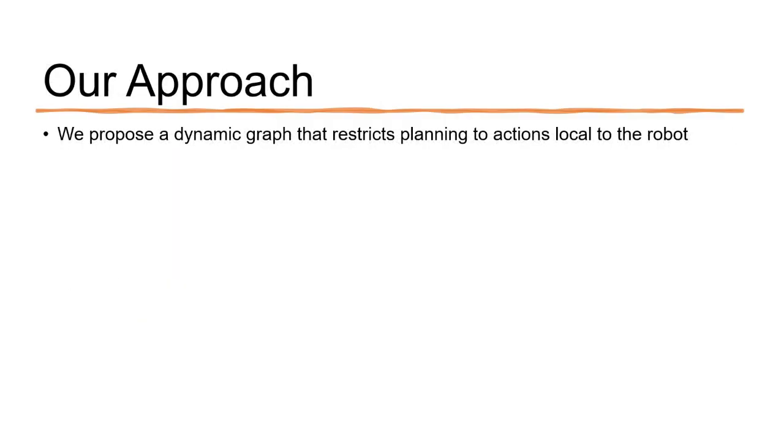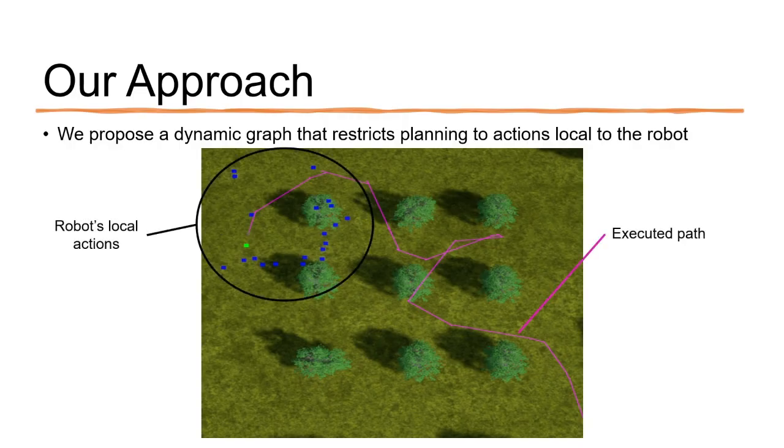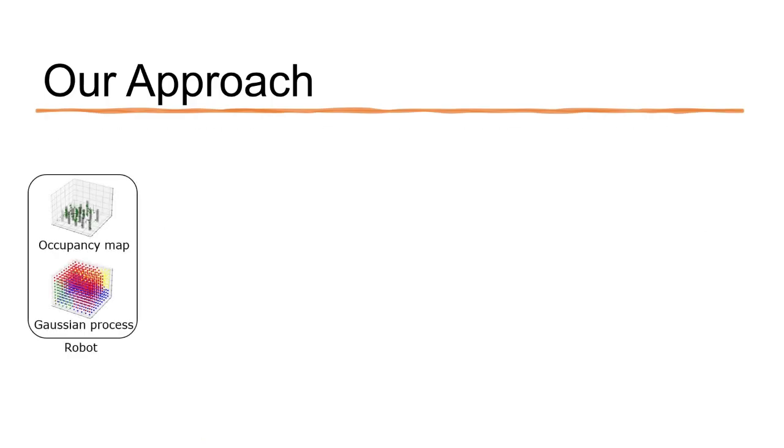A key aspect of our path planning approach is a dynamically constructed graph that restricts planning to actions local to the robot, allowing us to quickly react to newly discovered obstacles and targets of interest. In our approach, the robot maintains a Gaussian process and occupancy map to represent the environment.